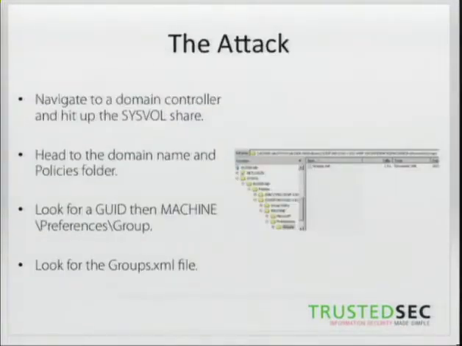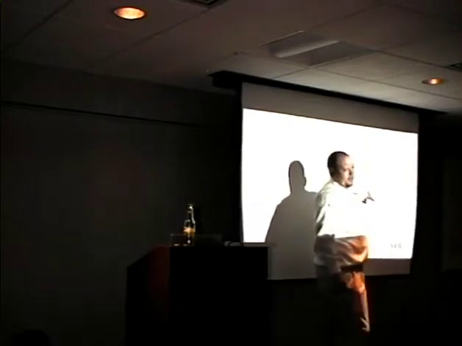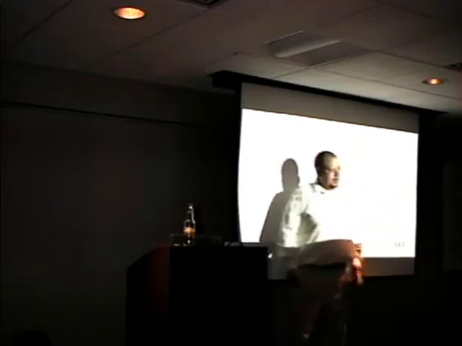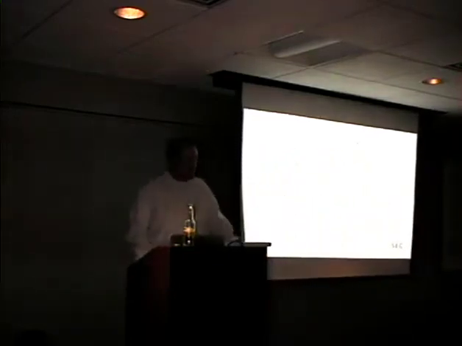So the attack is really easy. As a domain user, you have access to the sysvol share on a domain controller because you have to pull down your policies, right? Every domain user has the credentials and ability to go into the sysvol share and start extracting information, because group policy uses that to pass things back and forth. Now you go under the sysvol share, head to the policies folder, and go to the machine preferences group. There's a groups.xml file there, okay? And there's some weird GUID. You have to figure out what GUID it's under. It's unique every single time. Groups.xml.